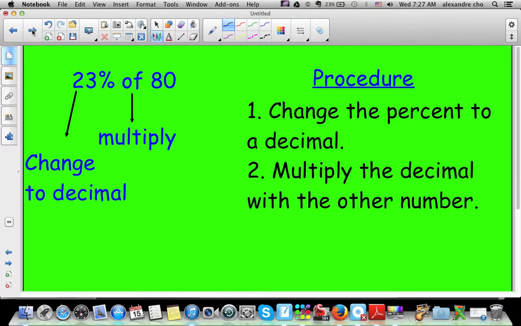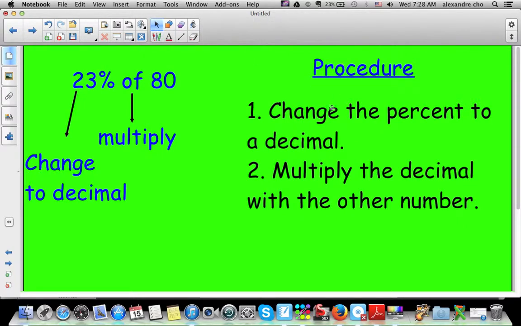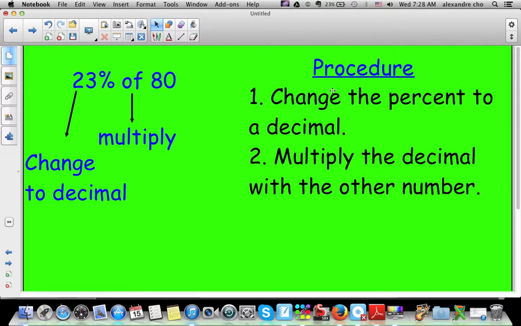Procedure. Okay, so A1, I should say, change the percent to a decimal to multiply the decimal with the other number. It's that simple. This is a procedure that you will use when you can't use a percent proportion. Okay, so here is the question on the left. Copy that.